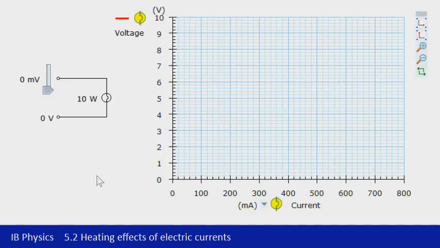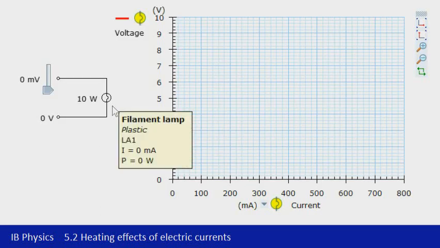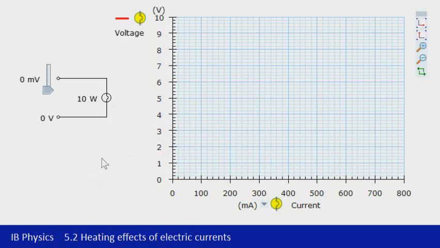You can now see in this circuit I've replaced the resistor with a 10 watt filament lamp, and we still have the same graph, voltage on the vertical axis, current on the horizontal. Notice that the horizontal axis scale has changed. Now as I start to increase the voltage across the filament lamp, you'll notice that it is not a linear trend line. So that means that it definitely is a non-ohmic component.